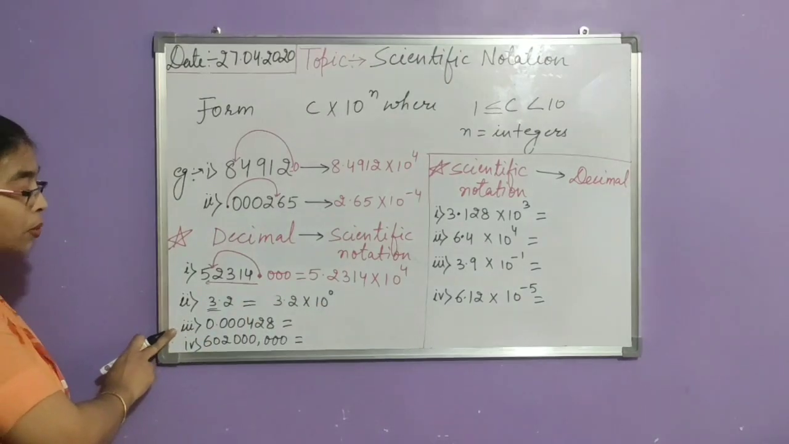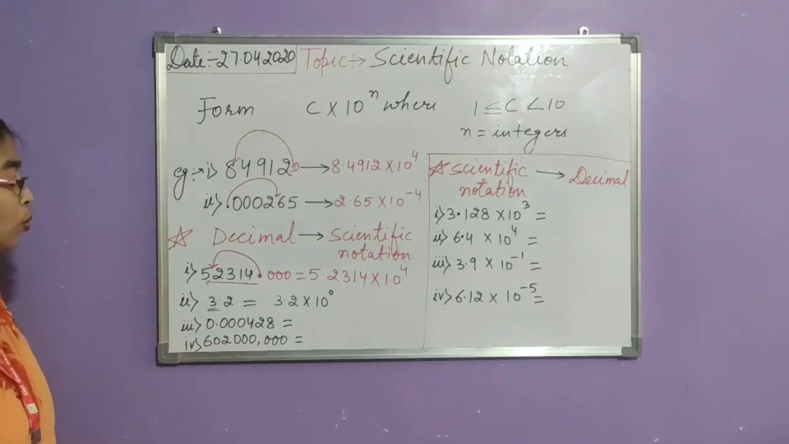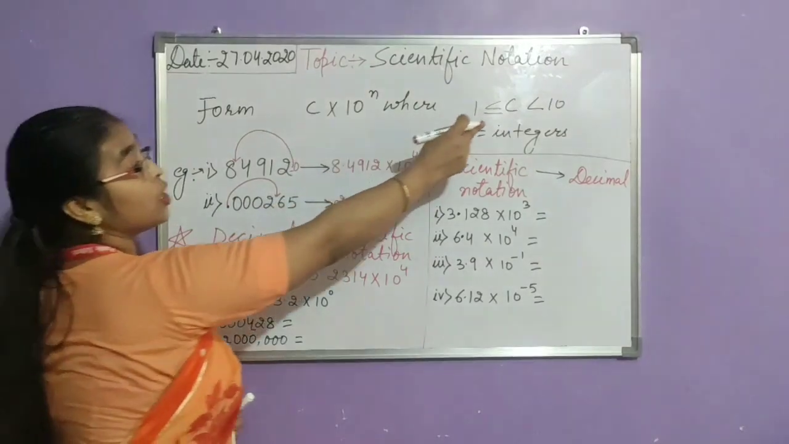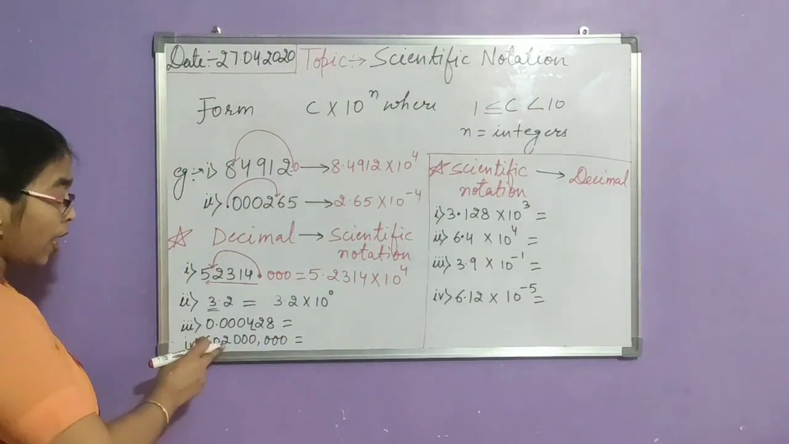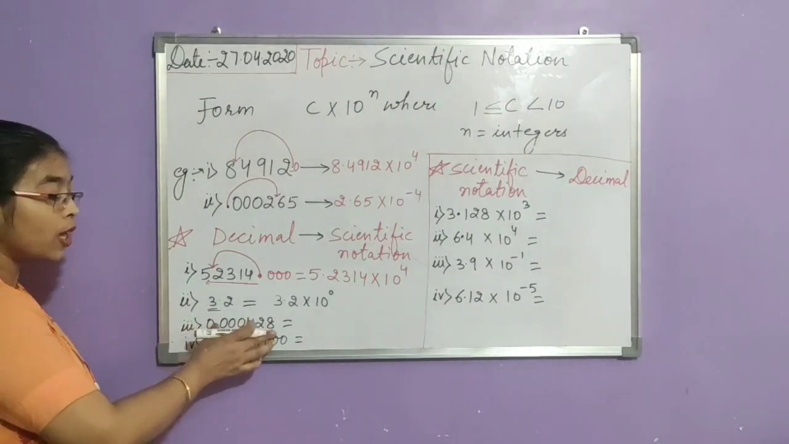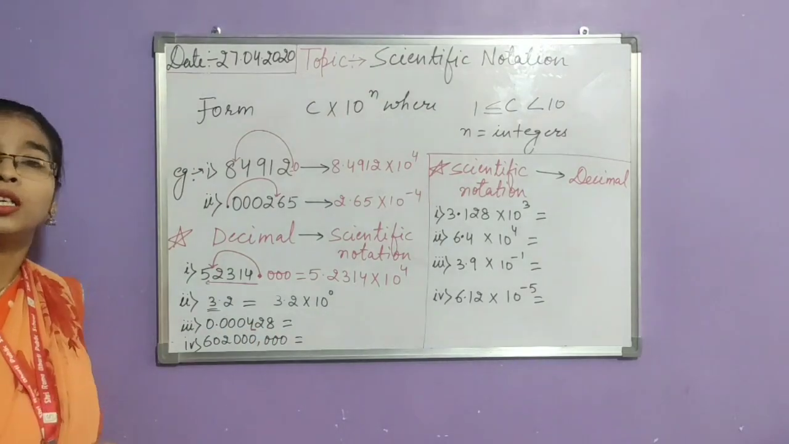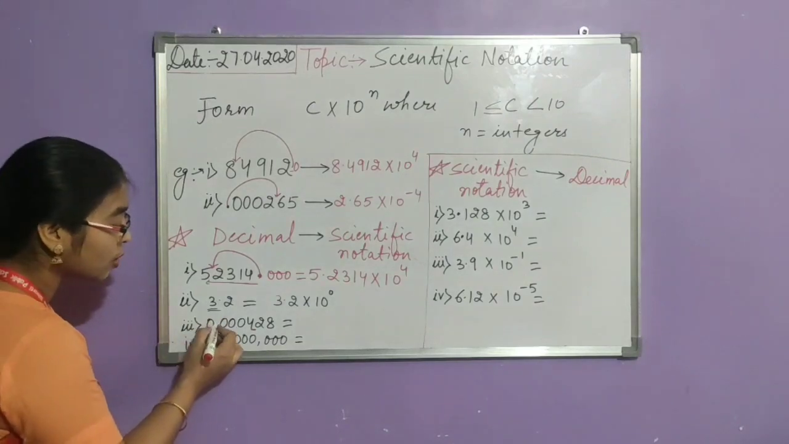See the third example. Here is the decimal point. In order to move the decimal point here, because the condition is that C is greater than or equal to 1, and if we take the decimal point here, then the value is less than 1. So we have to make it greater than 1. For this we have to move this decimal point here.